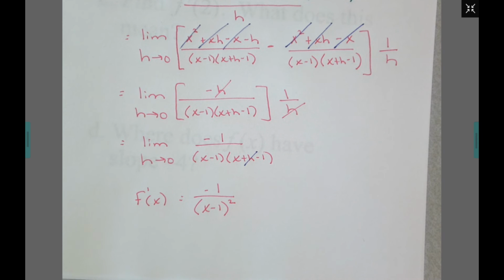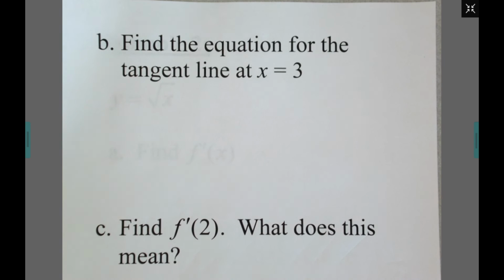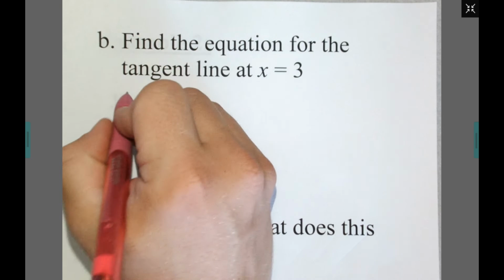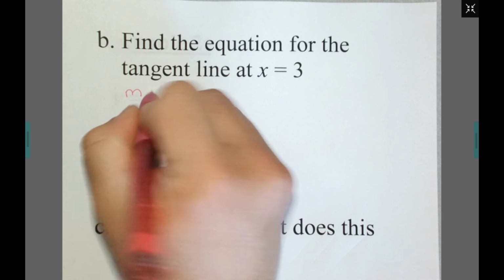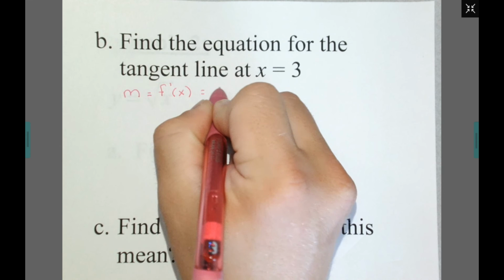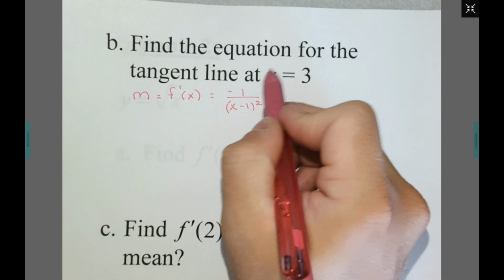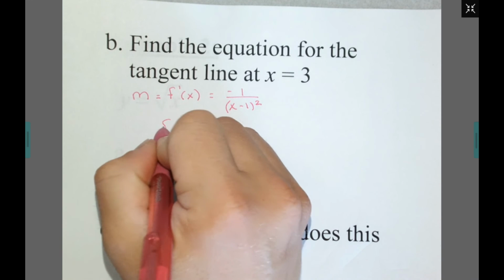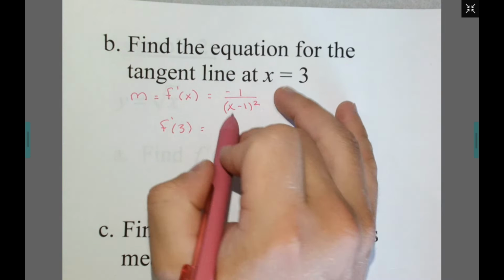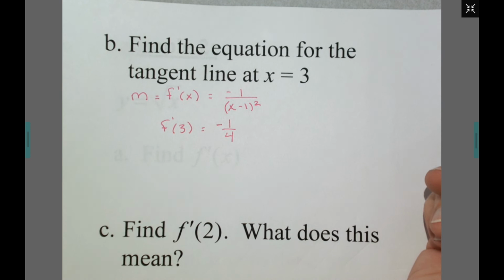Okay, so that's our derivative right there. From there, we're asked to find a couple different things. For B, they want the equation for the tangent line at x equals 3. In order to find the tangent line, we need two things. We need a slope. Slope goes with derivative. So m equals f prime of x, which is negative 1 over x minus 1 squared. If I'm doing it at x equals 3, we need f prime of 3. Plugging that in, 3 minus 1 is 2, 2 squared is 4. We get a slope of negative 1/4.